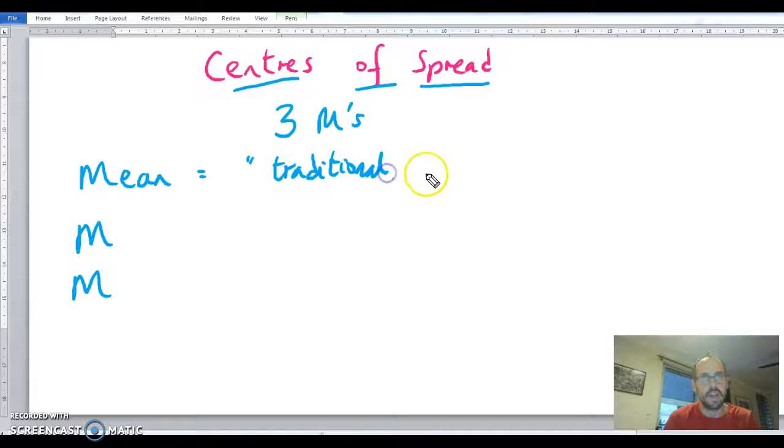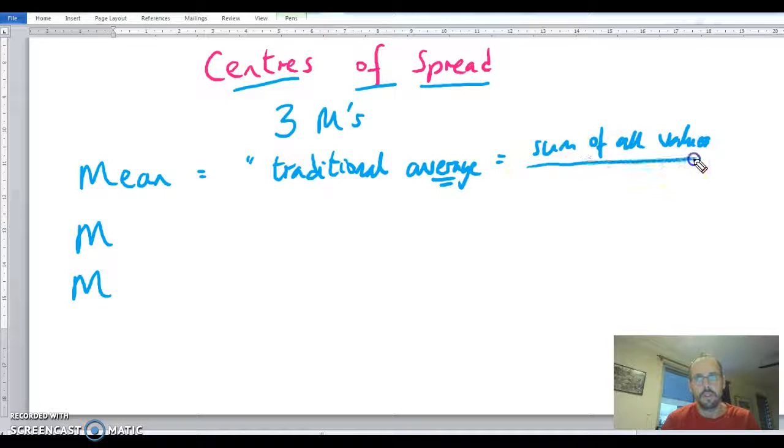And where we add all the values together and we divide by the number there are. So it's the sum of all the values divided by the number. In mathematics, we call that sigma, the sum of all the values, over n. And this is an important formula that you need to remember.